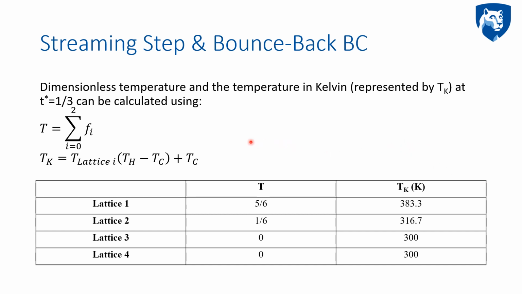So after that we can calculate the temperature, both the dimensionless temperature and also the temperature in Kelvin at t equals 1/3, which is basically the sum of all of the distribution functions. We can see that the temperature in lattice number 1 is now 5/6, and lattice number 2 is 1/6. So we can see that the heat is traveling to lattice number 2 at this time step.